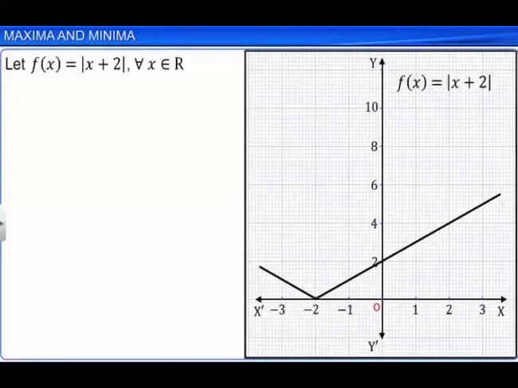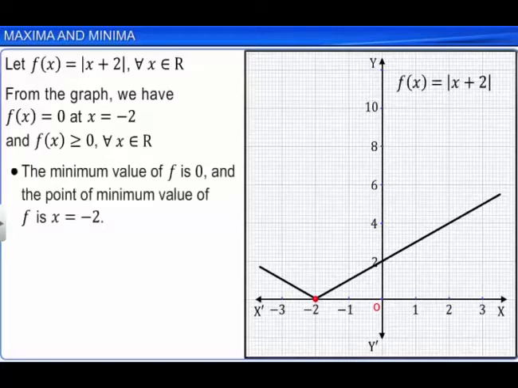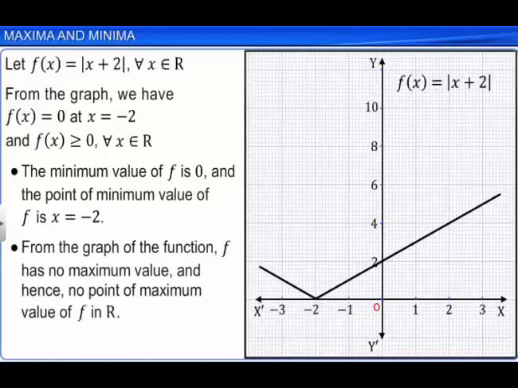Observe that the value of function f at x = -2 is 0. Also observe that for all real values of x, the value of the function is always greater than or equal to 0. Therefore, the function f has a minimum value of 0, and the point of minimum value of f is -2. Also observe that the function f has no maximum value in the set of real numbers, and hence no point of maximum value in the set of real numbers.